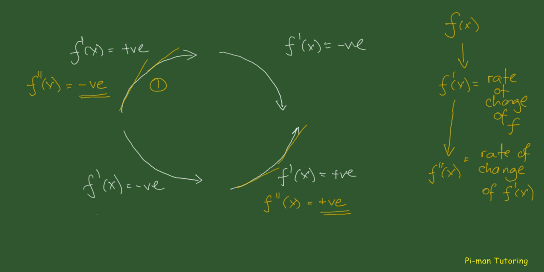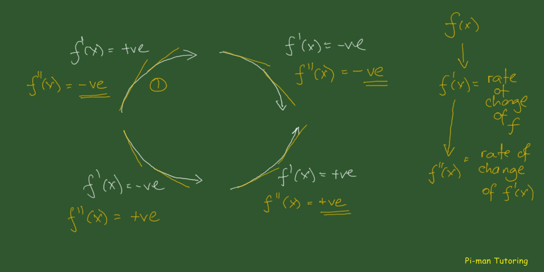What about the negative case? So down here in the left-hand corner we have a negative slope, but it's becoming less negative. Less negative means positive. And so our second derivative down in this quadrant would be positive. And finally, in the top right-hand corner, we've got a negative slope, and it's becoming more negative. And so my second derivative, my rate of change of the slope, is negative because I'm getting more negative.